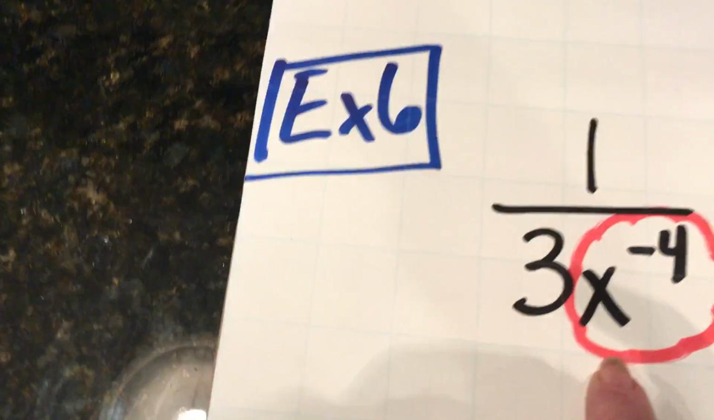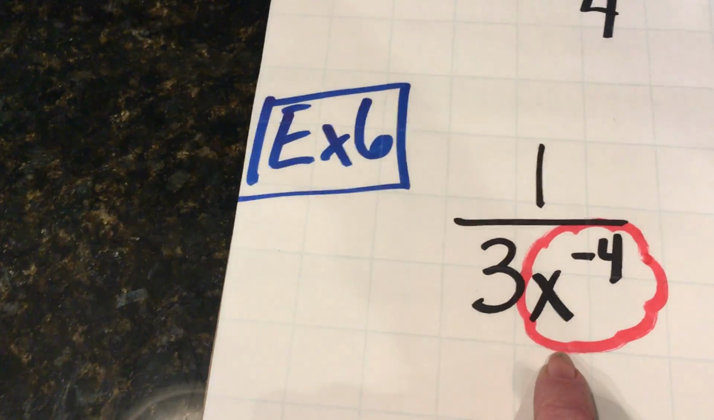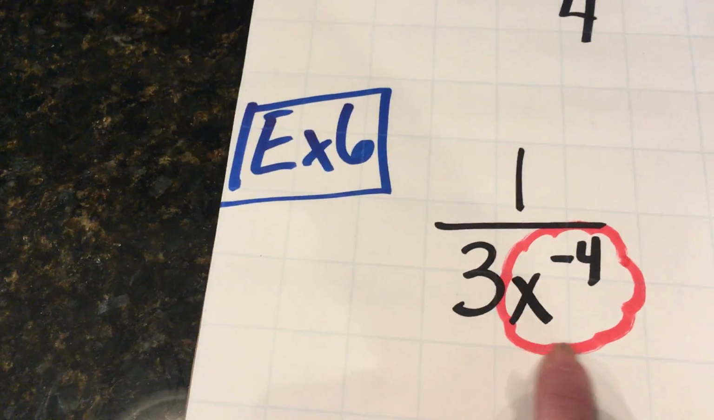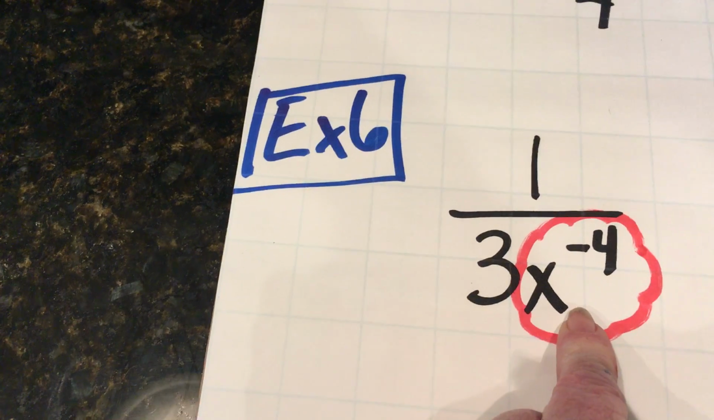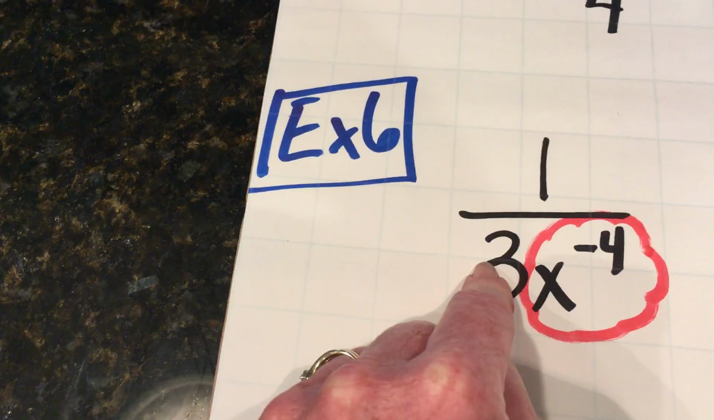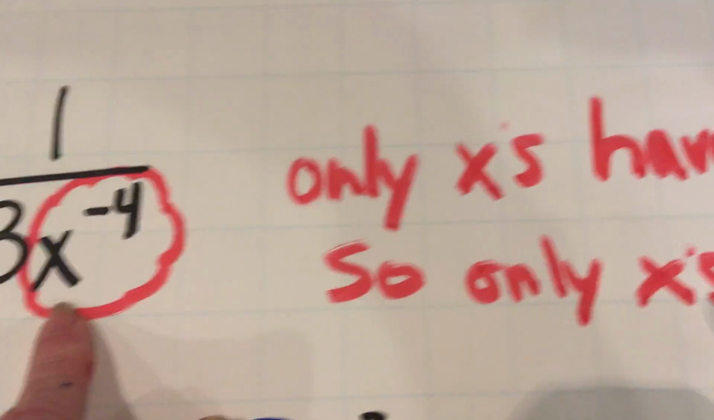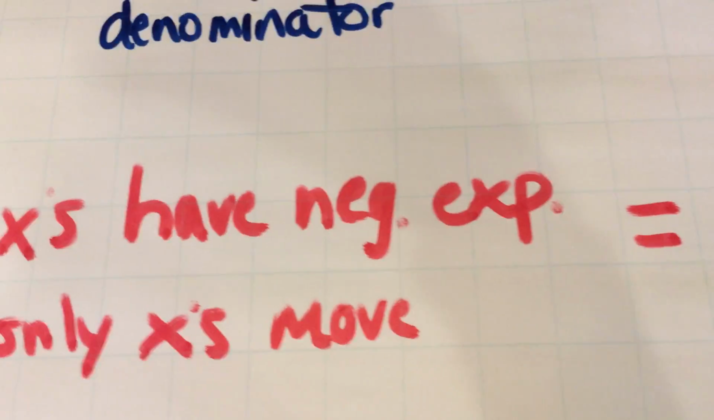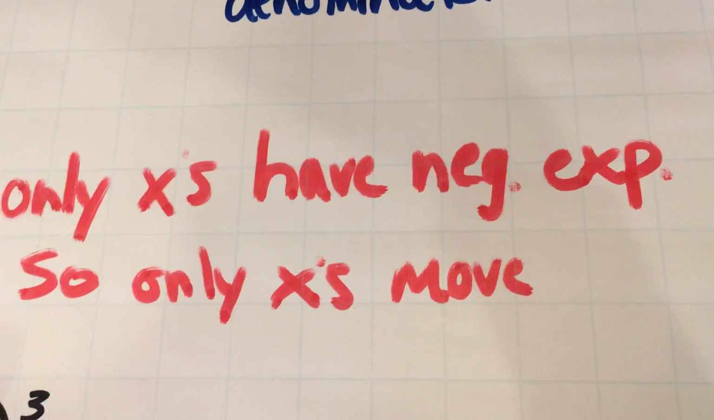Next example, example 6. We have 1 divided by 3x to the negative 4. If you look, I've put a bubble around the x to the negative 4. And it's not just variables that can have negative exponents. Numbers can too, but so far the ones we've done have just been variables. The x's are the only thing that have a negative exponent. Only x's have a negative exponent, so only x's move.